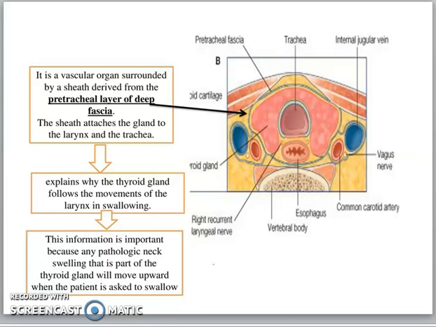Now, the posterior aspect of the thyroid gland is supported by the trachea, of course, the tracheal rings. Now, the anterior aspect of the thyroid gland is covered by the muscles of the anterior triangle of the neck: the sternothyroid muscle, the sternohyoid muscle, and the superior belly of the omohyoid muscle are all in the anterior aspect of the thyroid gland. So if you retract these muscles, you find the thyroid gland in the anterior aspect of the neck.